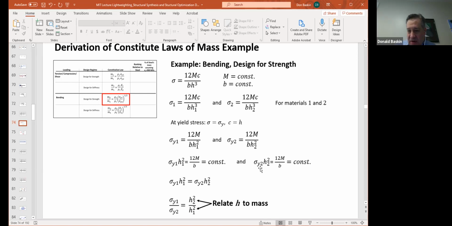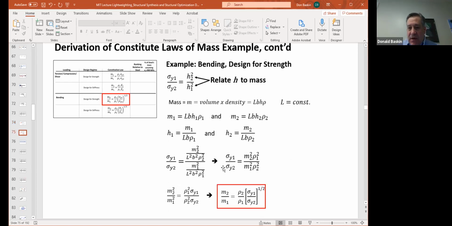And the same equation here, but with the second material or second beam. So the yield stress of the second material times the height of the second beam squared equals a constant. You can set these two equal to one another since it's the same constant, like I've done right here, and then it becomes somehow relating h to mass, which is very easy to do.